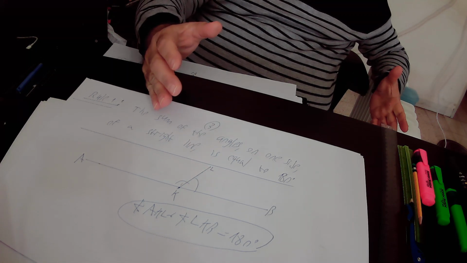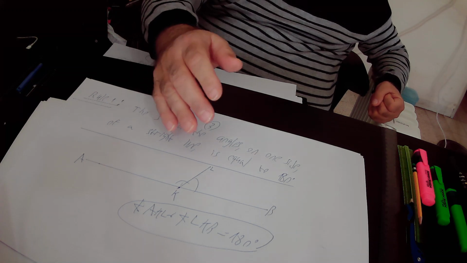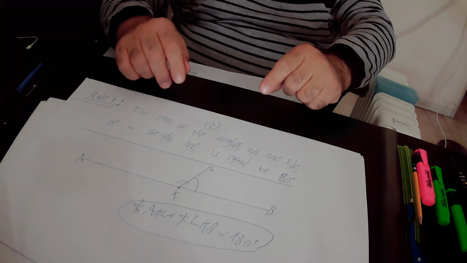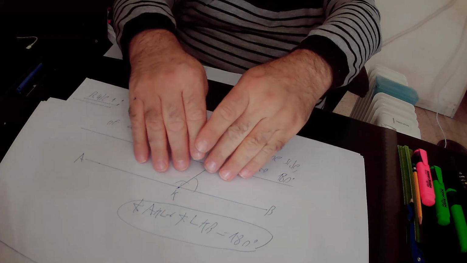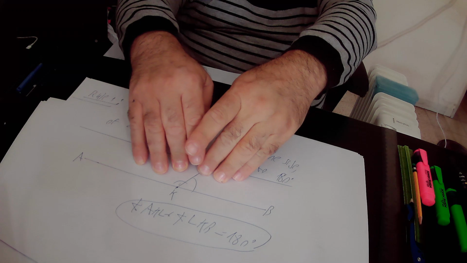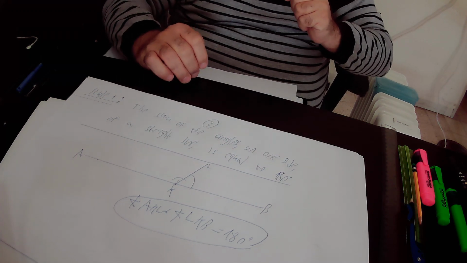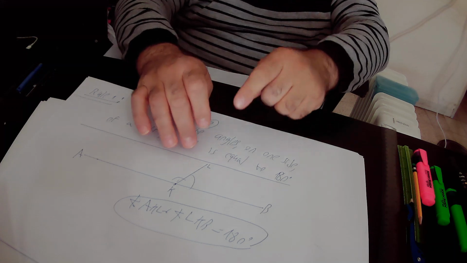According to this rule, rule number 1, the sum of the angles on one side of this straight line is equal to 180 degrees. So if we focus on the upper side of the straight line AB at point K, here the sum of the angles must be equal to 180 degrees. So which angles do we have at the upper side of AB?